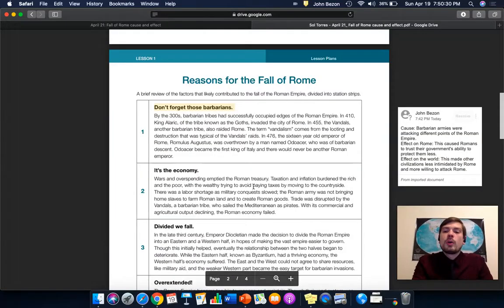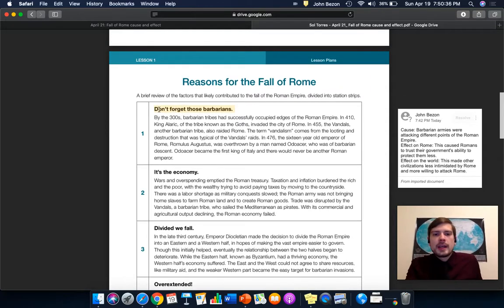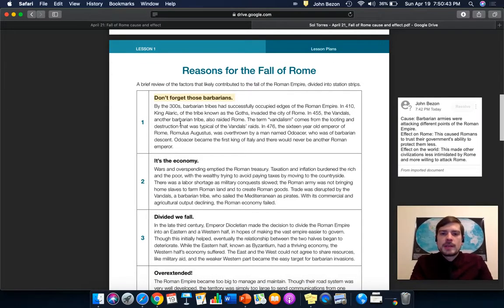So if you look below, I'm going to go over my first cause and effect, and that's all I'm going to go over. The rest is kind of on you guys. So what I have done is I highlight the title, and it says, don't forget those barbarians. By the 300s, barbarian tribes had successfully occupied edges of the Roman Empire. In 410, King Alaric of the tribe known as the Goths invaded the city of Rome. In 455, the Vandals, another barbarian tribe, also raided Rome. The term vandalism comes from the looting and destruction that was typical of the Vandals' raids. In 476, the 16-year-old emperor of Rome, Romulus Augustus, was overthrown by a man named Odoacer, who was of barbarian descent. Odoacer became the first king of Italy, and there would never be another Roman emperor.